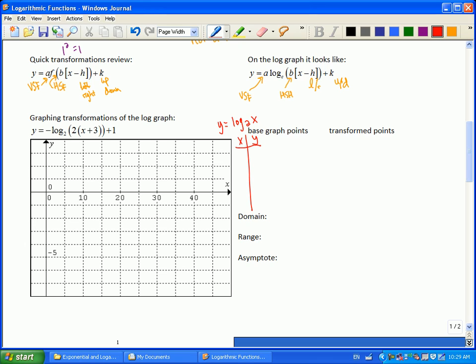What points would you want to use that would give you some nice values? Yeah. Which is the base graph? Good question. The base graph means you take out all the transformations. So you don't move it left or right, you don't move it up or down, you don't do any kind of transformation there, and you don't do that reflection there. So the only thing you're left with is log 2 of x. Right? You take all the pieces that moved it out.